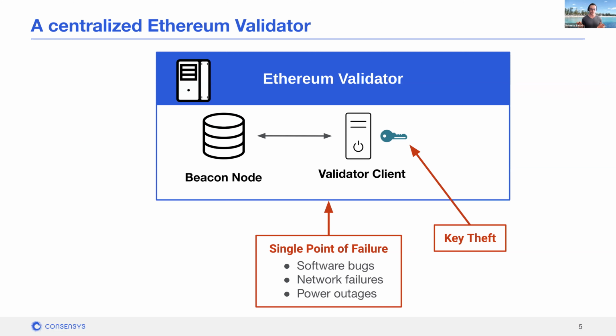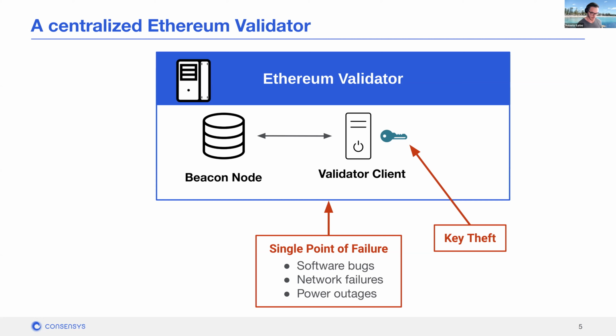This architecture is subject to a single point of failure, as the beacon node and validator client play two different roles. Problems that you can have are software bugs, network failures, or power outages, just to mention a few. And you also have another problem, which is that the key that is held by the validator client can be hacked. So a hacker can potentially steal the key. We'll see in the next slide what this means.